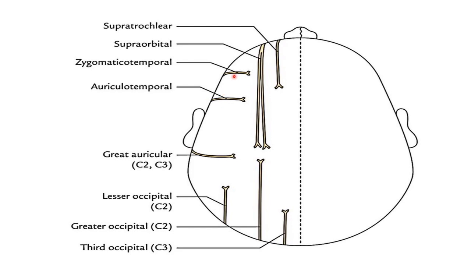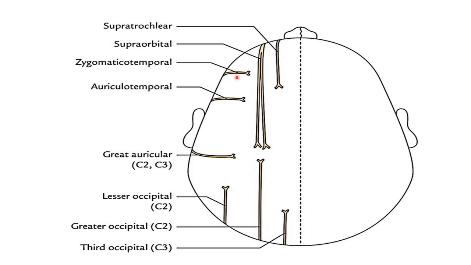The nerves in front of the auricle are derived from the trigeminal nerve, and the nerves posterior to the auricle are derived from the second and third cervical nerves. So anterior to the auricle, we have the supratrochlear nerve, which arises from the ophthalmic division of trigeminal. The second one is supraorbital nerve, which is a branch of frontal nerve from the ophthalmic division of trigeminal.